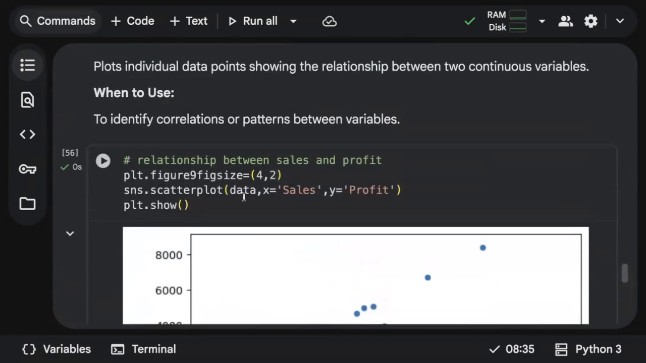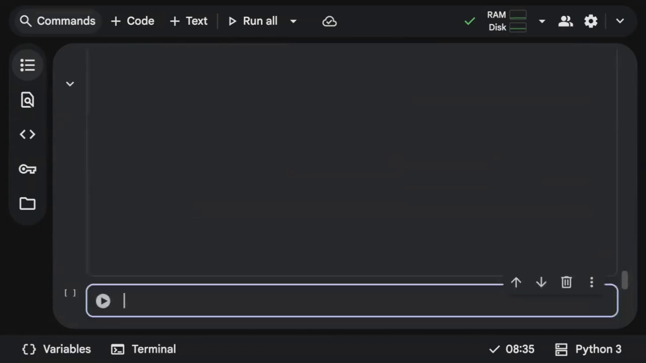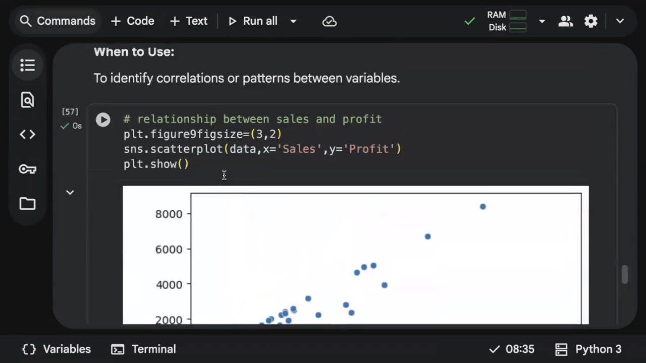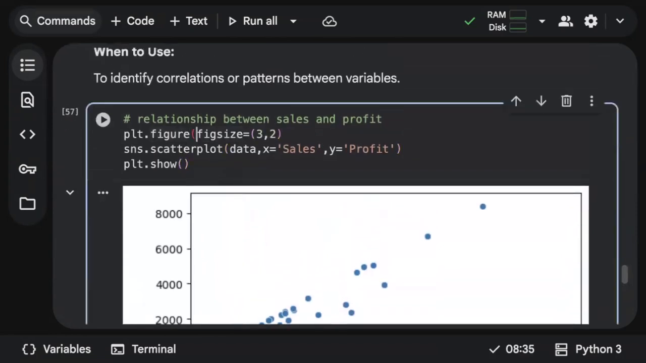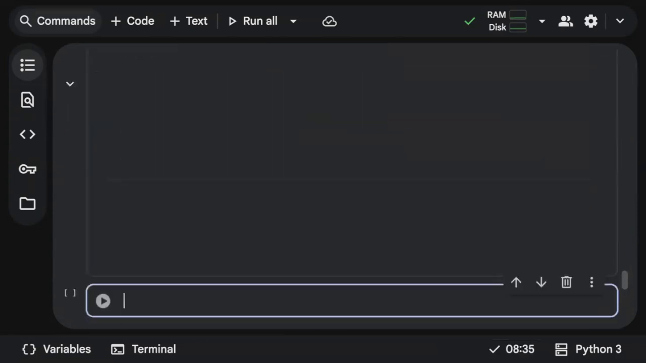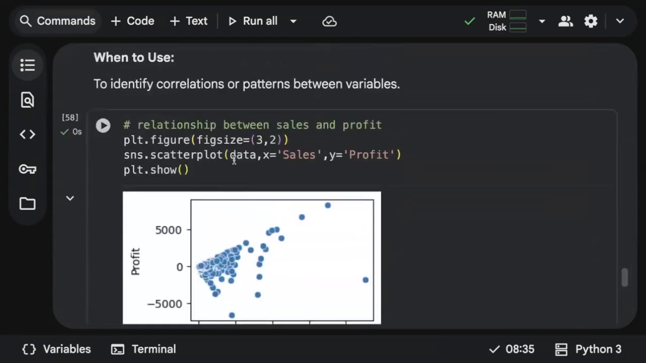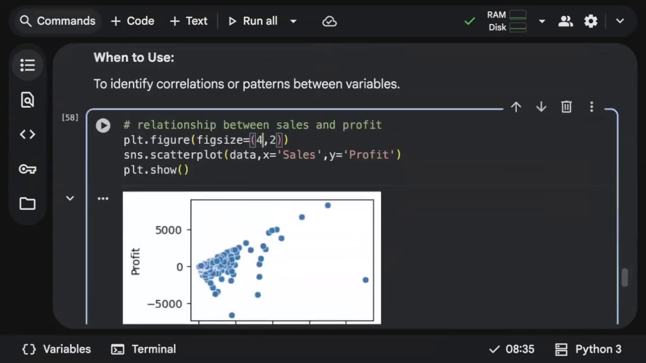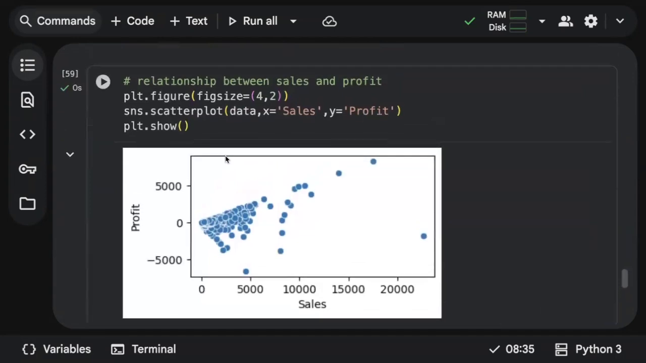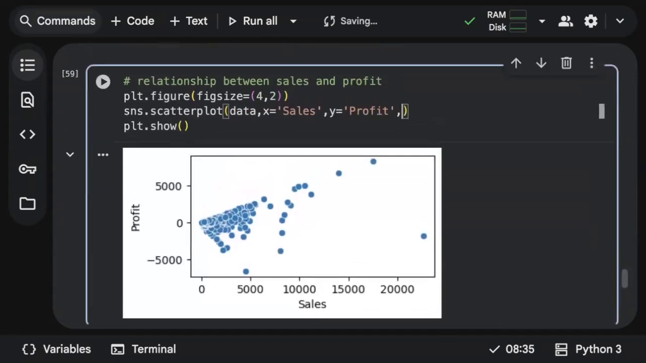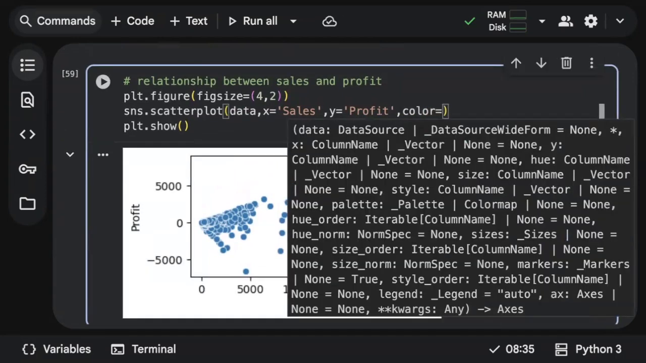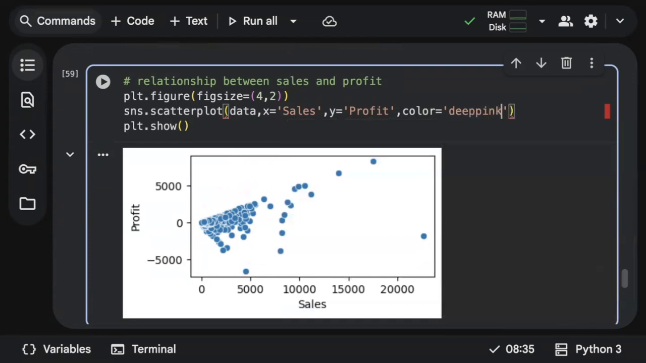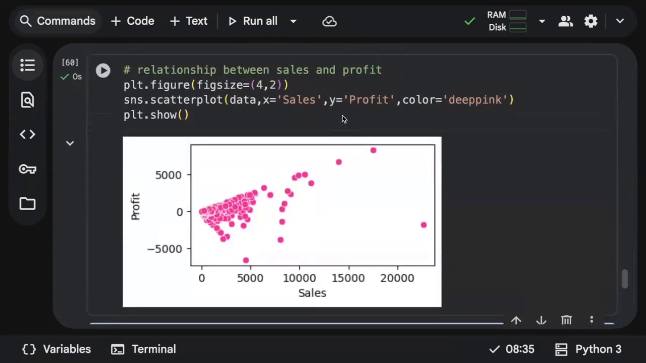So this is giving me the relationship between two different variables, that is sales and profit. Sorry, plt.figure with a fixed size, a dumb mistake. Yes, it looks good, better now. 4,2, let me give it. So if you want to change a color, you can also give color equal to, let's say, pink. So you got something like this.